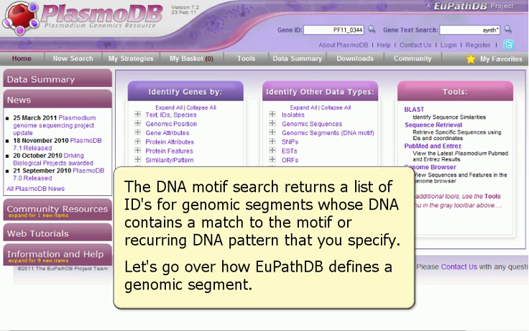The DNA motif search returns a list of IDs for genomic segments whose DNA contains a match to the motif or recurring DNA pattern that you specify. Let's go over how EuPathDB defines a genomic segment.